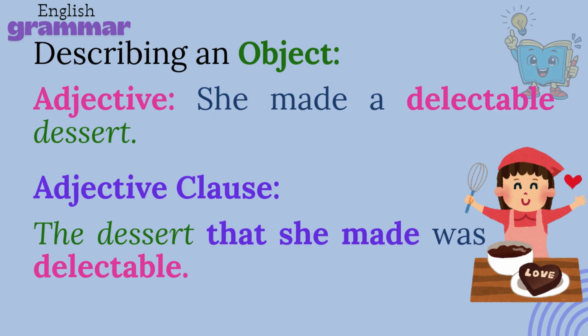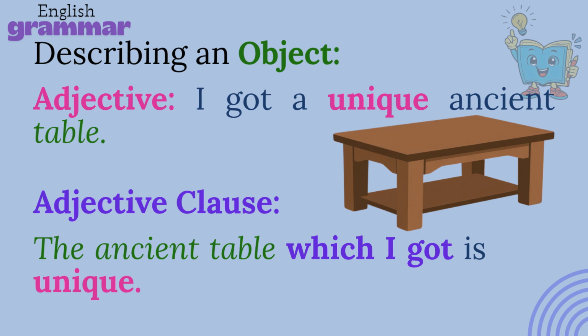Now let's look at how we can describe an object like food. Adjective, she made a delectable dessert. Adjective clause, the dessert that she made was delectable. Here, the clause, that she made, describes exactly which dessert we are talking about. We can also use which to give extra detail about an object. Adjective, I got a unique ancient table. Adjective clause, the ancient table which I got is unique. The clause which I got describes the table.